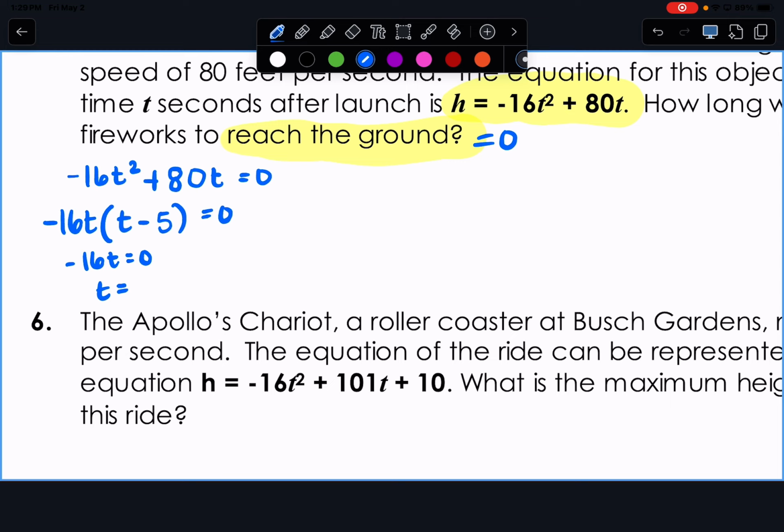Why do all these start with negative 16? Gravity. That's the effect of gravity in feet per second. That is why they all start with that.